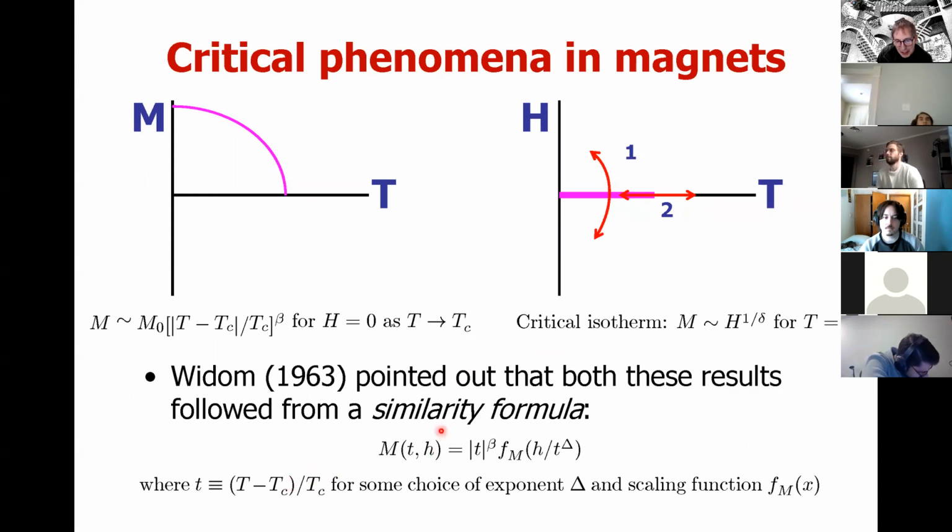Normally you would say, well, the magnetization should be a function of temperature and field, and you can see why just from these phase diagrams. But what happens at or near the critical point is that m is really just a function of one variable, this combination of h and t. Delta is some new critical exponent, and this function here is what's called the scaling function. So this is called a similarity formula, and it's the basis of universality. So let me show you how that works.